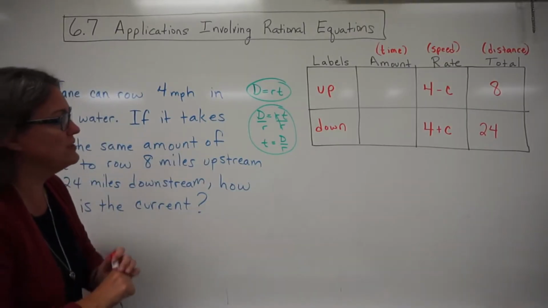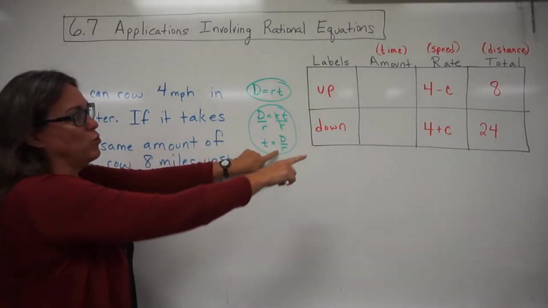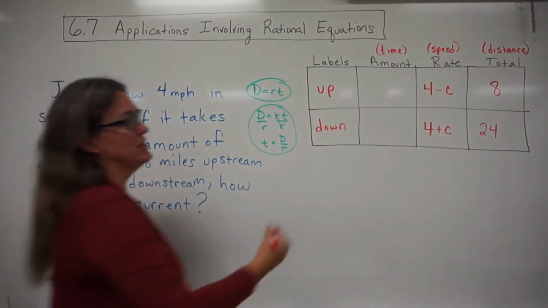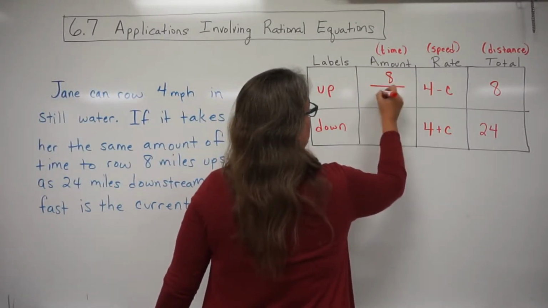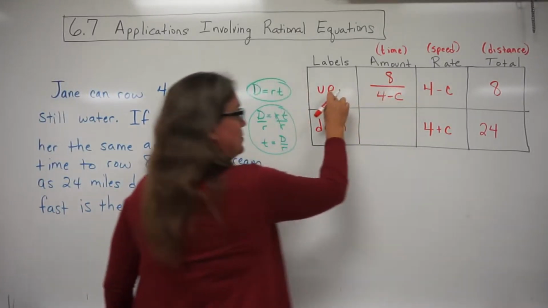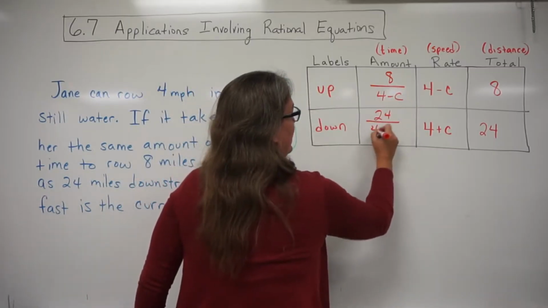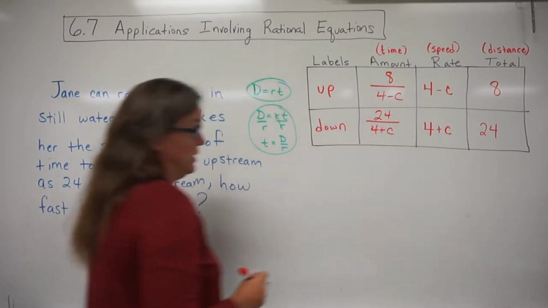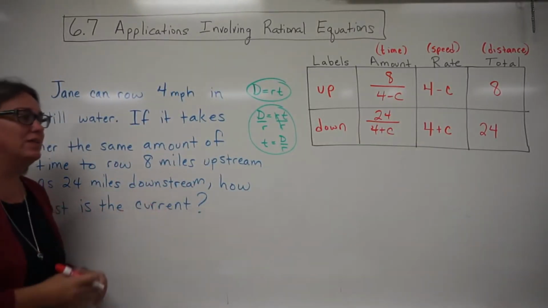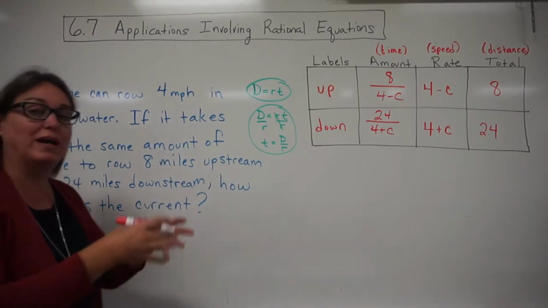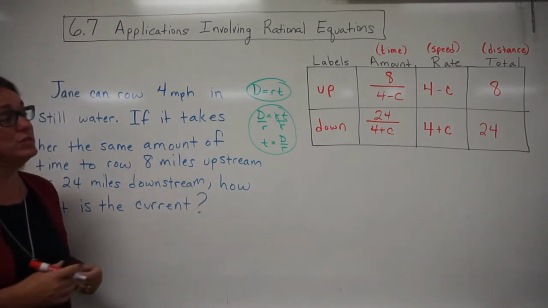In order to represent this in our chart, we're going to grab the distance, divide it by the rate, and that gives us a statement for time. Distance divided by rate for upstream, distance divided by rate for downstream. Again, you do not have to use the chart. That's only a way of helping us organize our information and get what it is that we need to use.